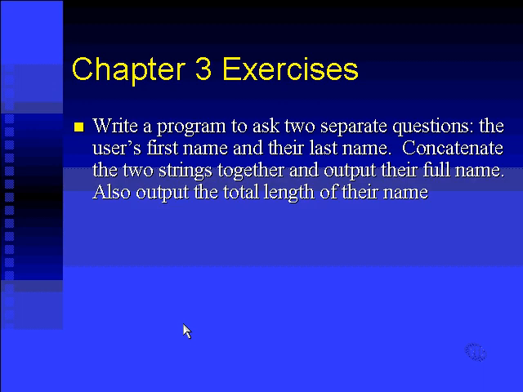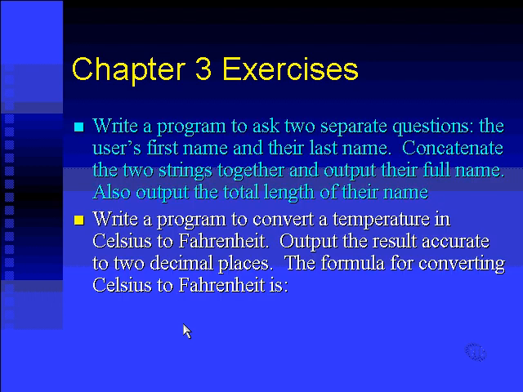The first exercise: write a program that asks the user two separate questions, their first name and their last name. I want that to be two separate scanfs. Then, when both names are read in, I want the program to join them together. Produce the user's full name. Make sure you put a space between their names. Output the total name, and also output the length of that name, the number of characters in their name, including the space.